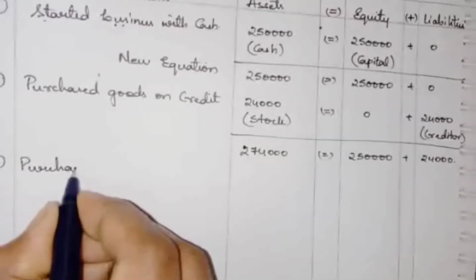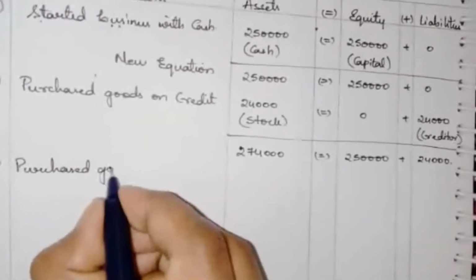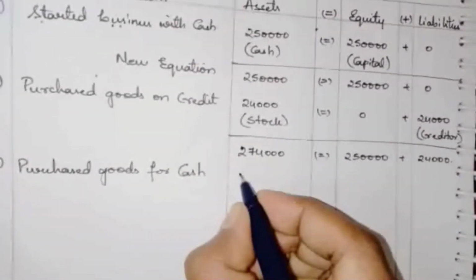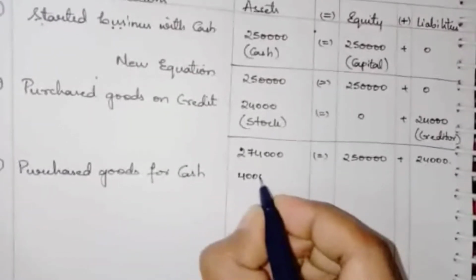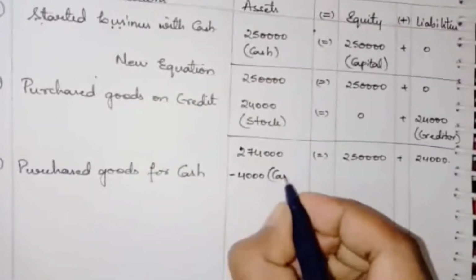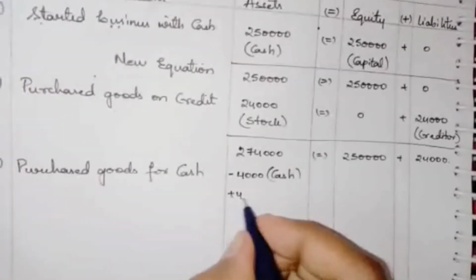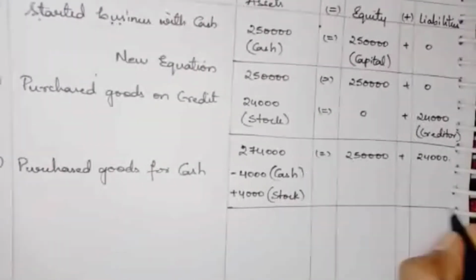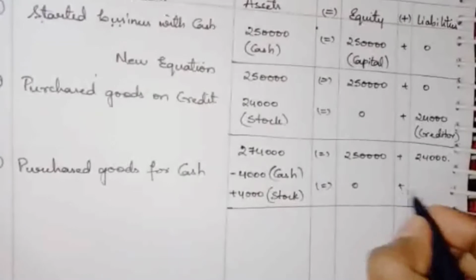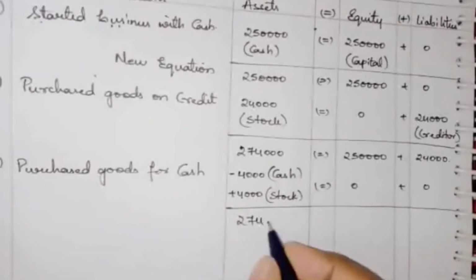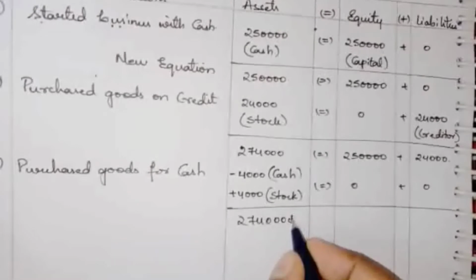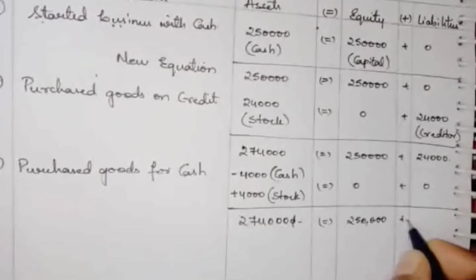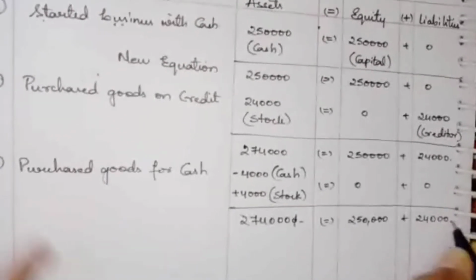Then the third one, purchased goods for cash. It is a cash purchase, so the accounting heads which will get affected are stock and cash. Stock is coming in, of amount 4,000, and we are paying cash for the stock, so cash is going out, so deduct the cash 4,000. So no difference in the total: 2,74,000, 2,50,000 plus 24,000. Assets equal to total equity and liabilities.